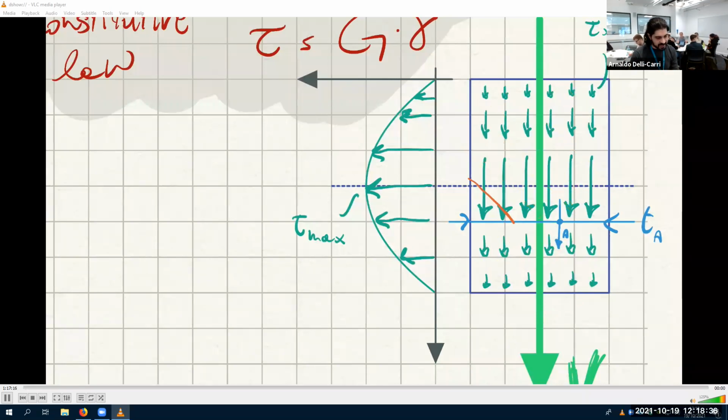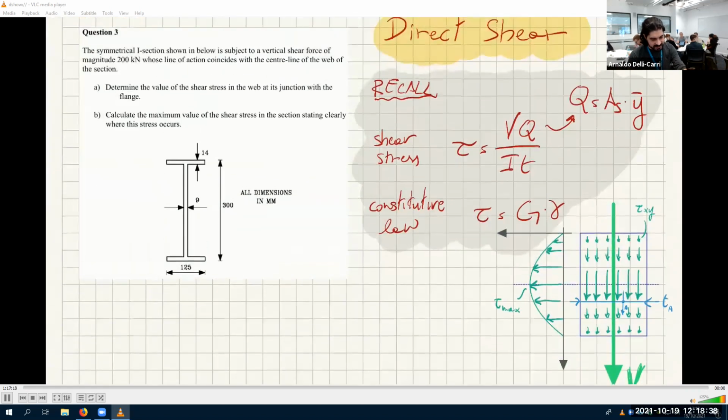And inside this Q, there is the parabolic magic, which you don't see here. It doesn't look like there's any square. So how come this is parabolic? The square comes inside this A_s times y, because A_s depends on y, so it's y squared. So that's where the parabola comes from.